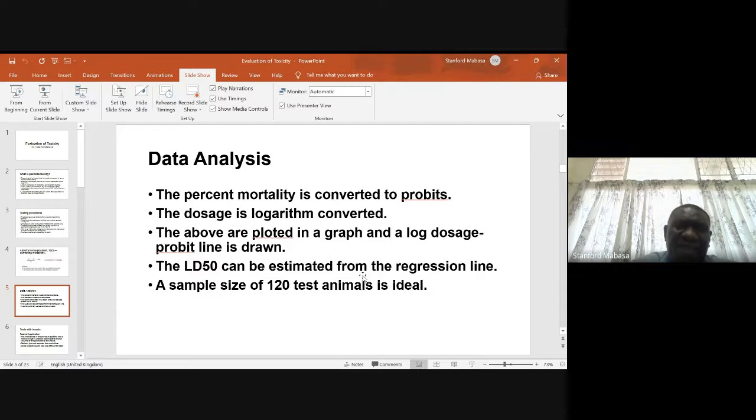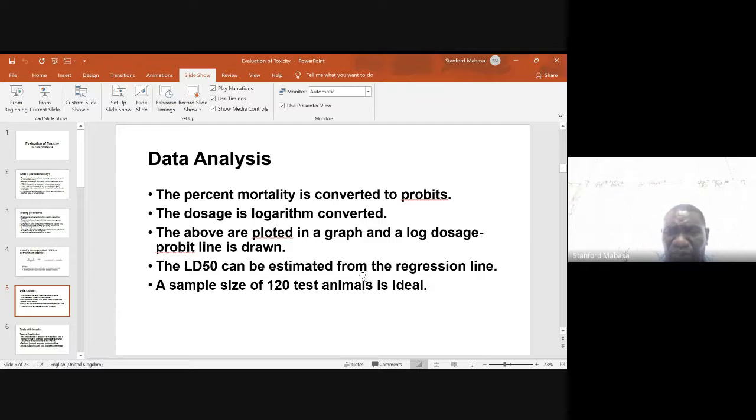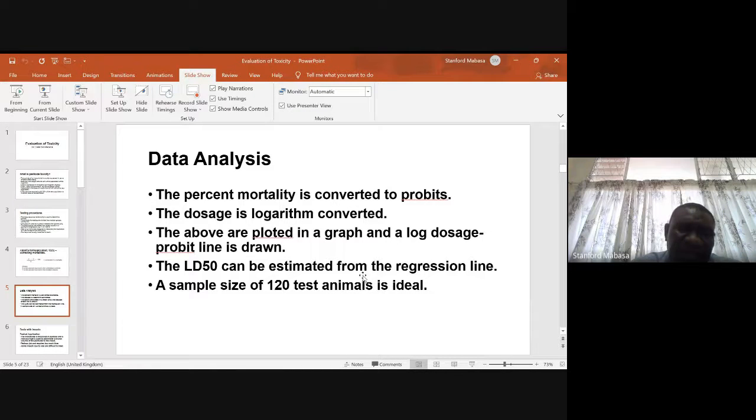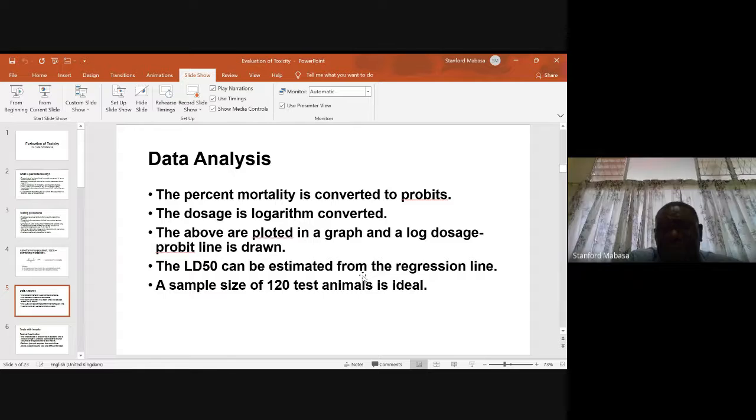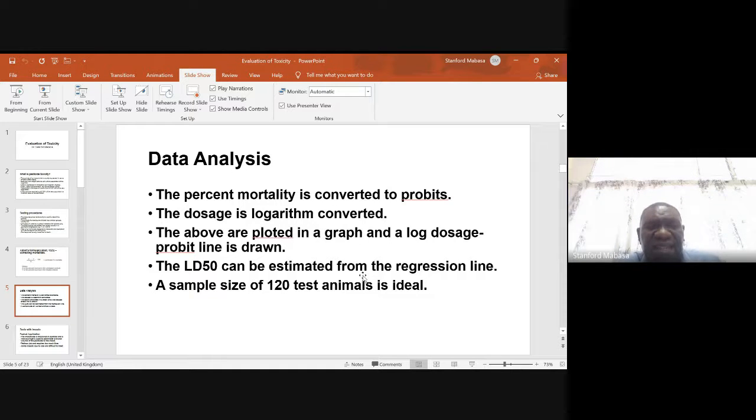This is like data transformation. The above two are plotted in a graph and a log dosage probit line is drawn. Normally you get a straight line, and I'm going to indicate these. The LD50 can be estimated from the regression line from these graphs. Probably we need a sample size of 120 test animals, which is ideal.